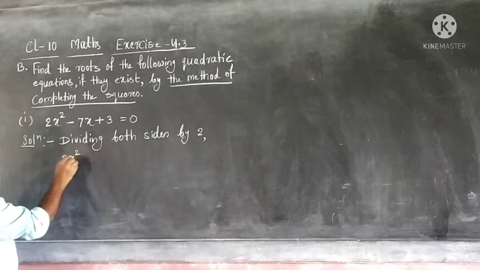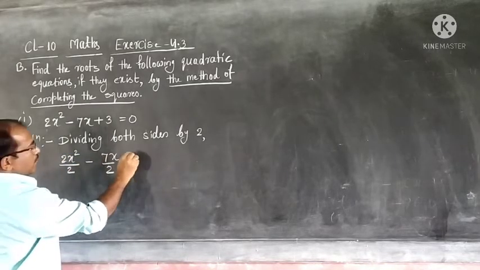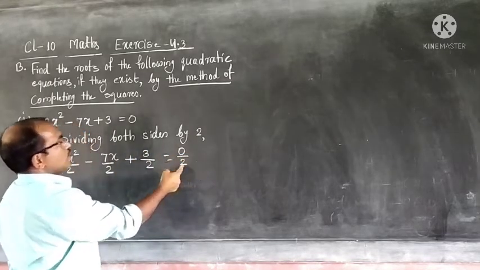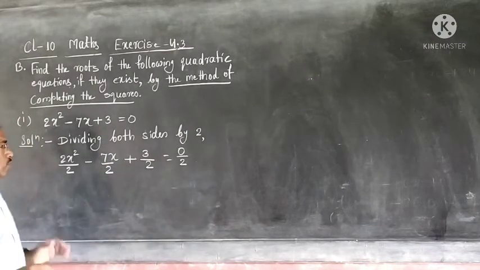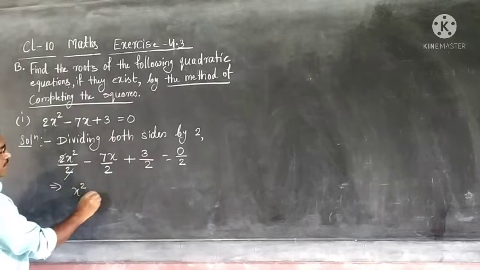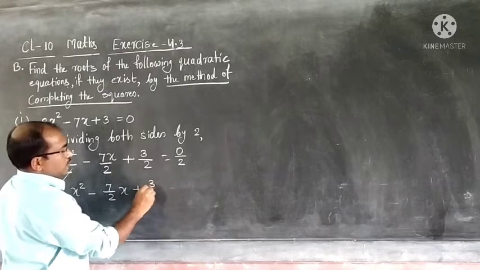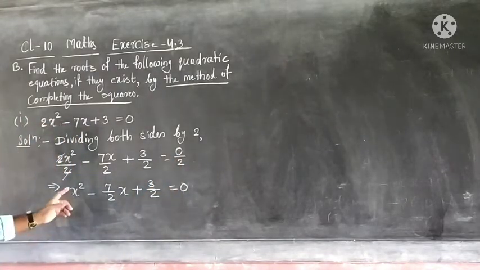2x square by 2 minus 7x by 2 plus 3 by 2 is equal to 0 by 2. Actually, we do not write 0 by 2, okay, but here I am writing it so that you know it well. So, 2 ones are 2. We find x square minus 7 by 2 x plus 3 by 2 is equal to 0. The first term has become a perfect square.